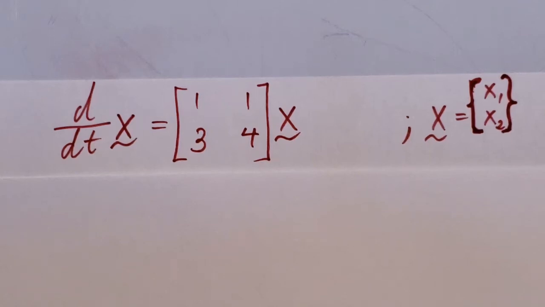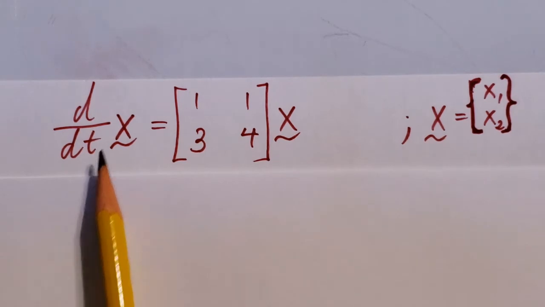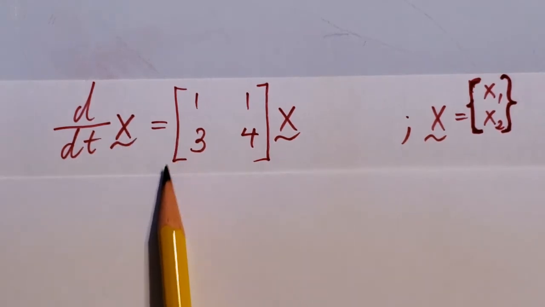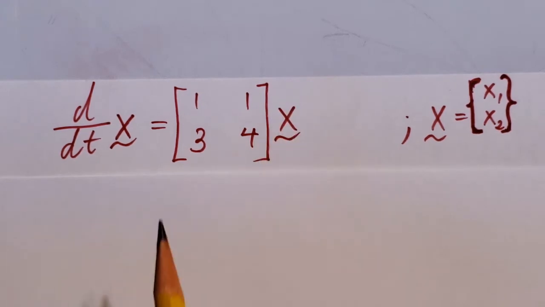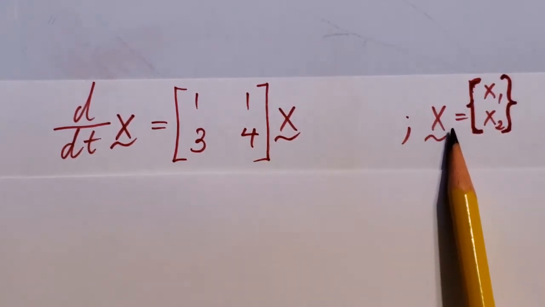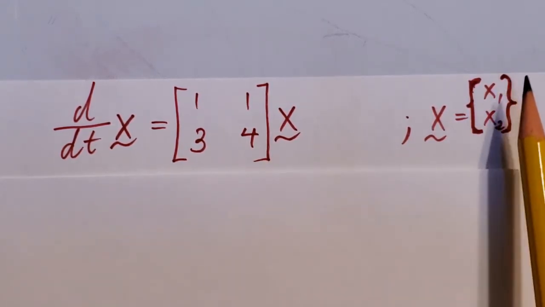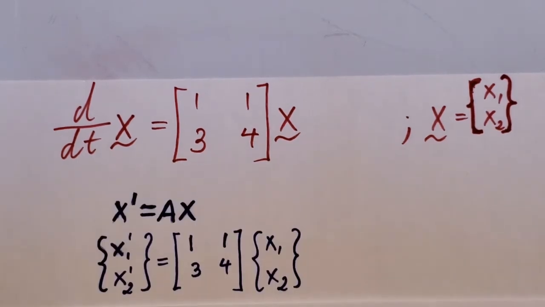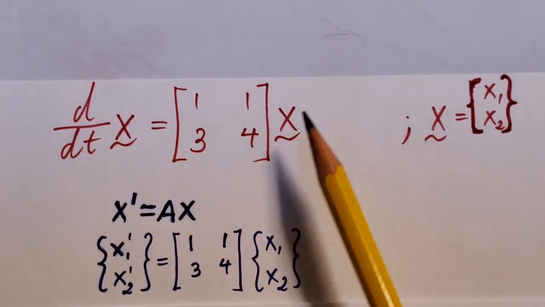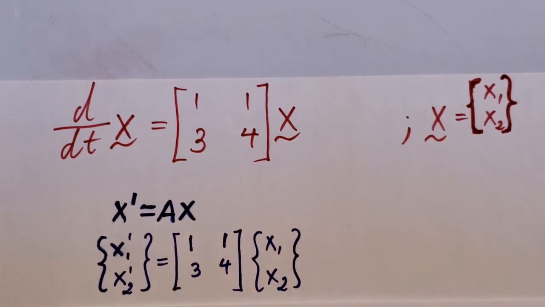Let's solve this system of differential equations. We have d/dt of the vector x equals the matrix [1, 1; 3, 4] times the vector x, and our vector x contains x1 and x2. Now I'm going to use eigen analysis to solve this problem, but first I'd like to write this up in a friendlier way where I can see it better.